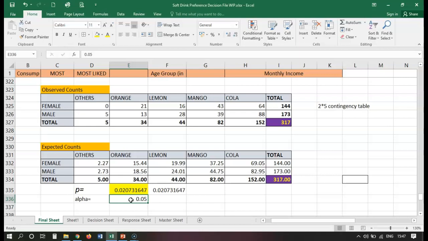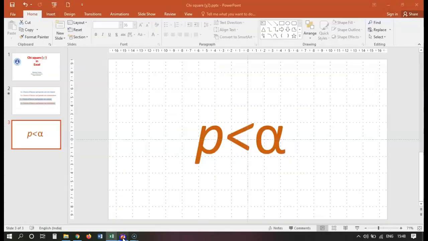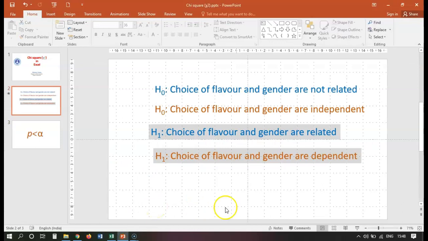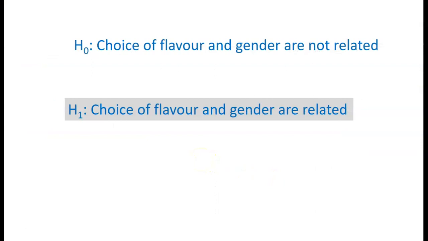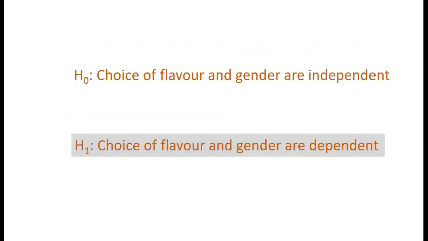So what we do, we reject the null hypothesis. What was the null hypothesis? Null hypothesis was this, that choice of flavor and gender are not related. So we reject this null hypothesis, and therefore we can accept the alternative hypothesis. What is this alternative hypothesis? Alternative hypothesis is the choice of flavor of the carbonated drinks and gender are related, or we can write the alternative hypothesis as the choice of flavor and gender are dependent on each other.